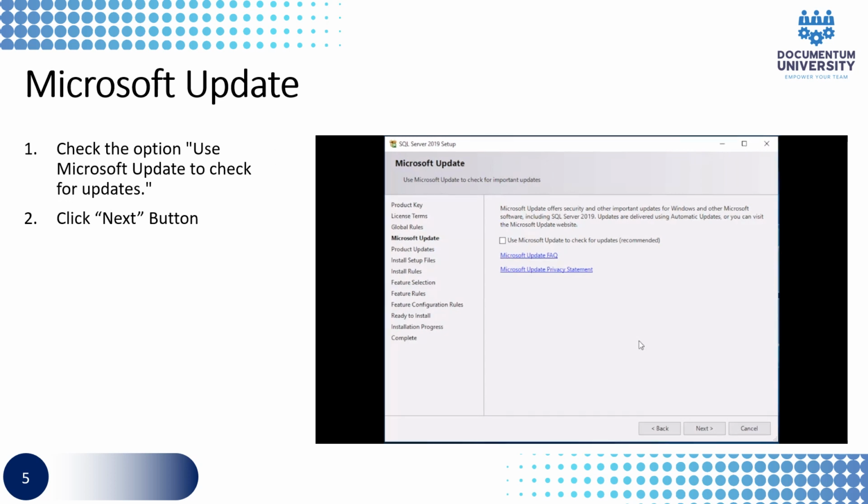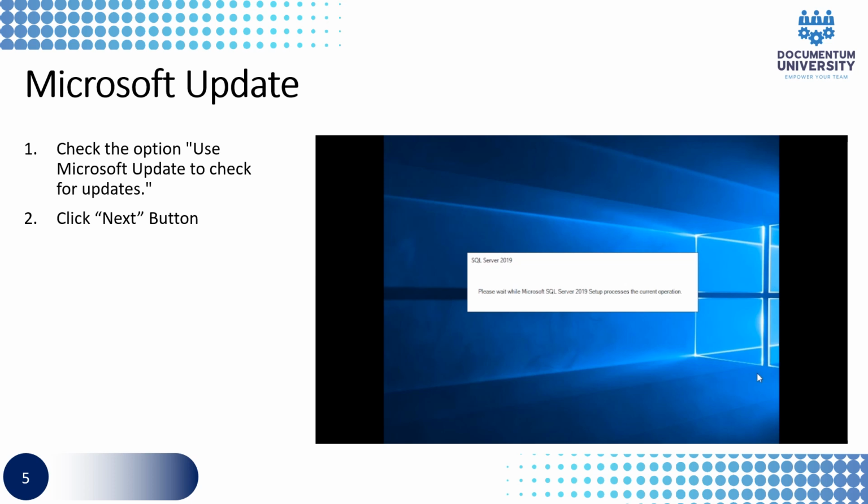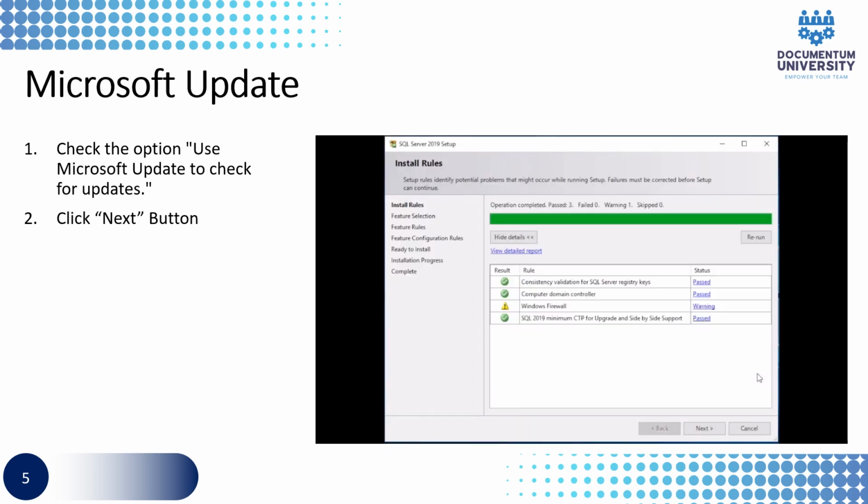In the Microsoft Update screen, it is recommended that you check the box beside the option Use Microsoft Update to check for updates. This option will allow your database system to stay up to date with the latest security patches, bug fixes, and other important updates that Microsoft releases. Once you have checked this option, simply click on the Next button to go to the next step. By doing so, you can ensure that your SQL Server installation is always up to date and running at its best.